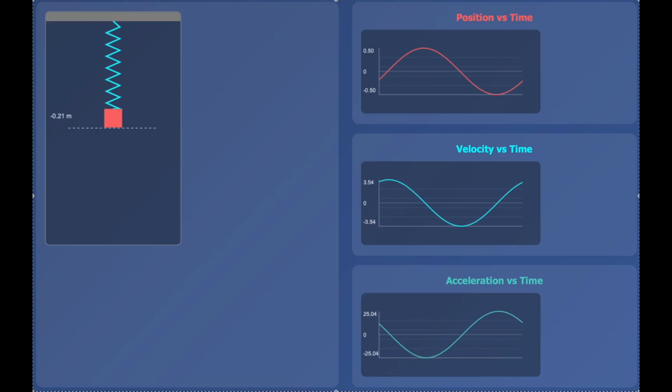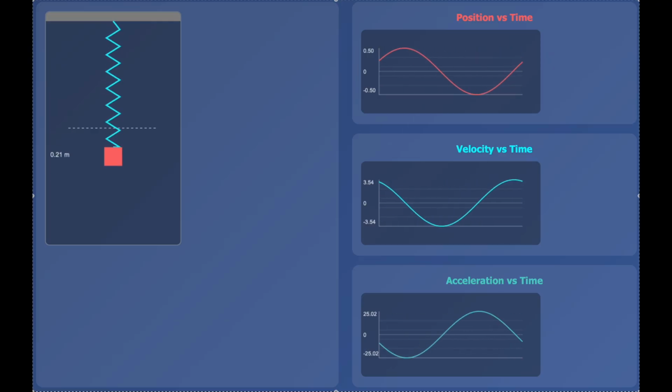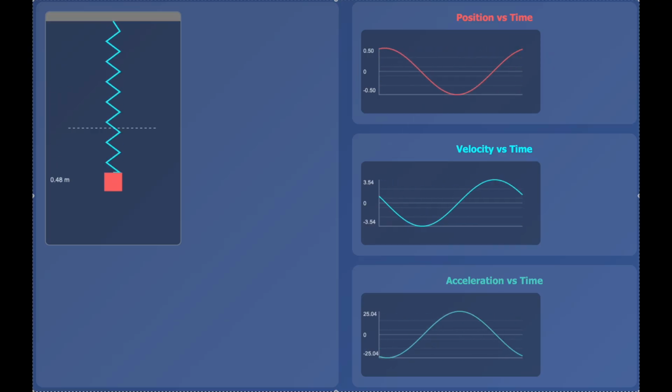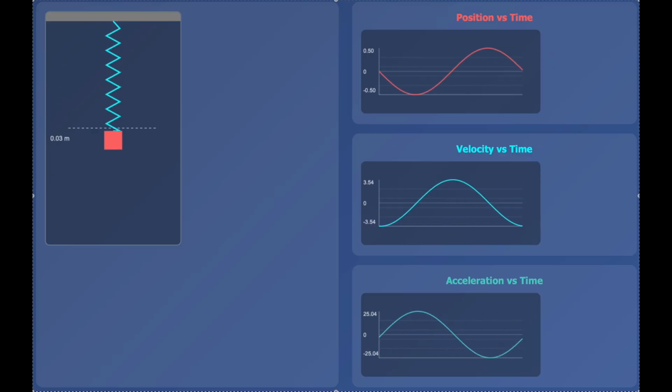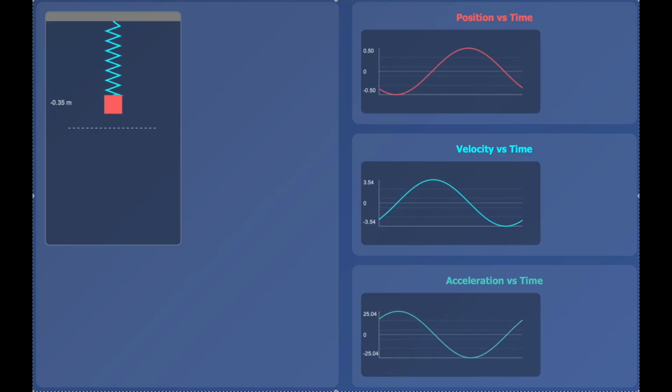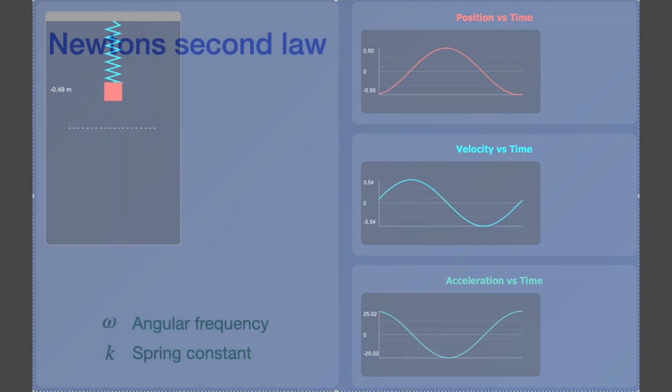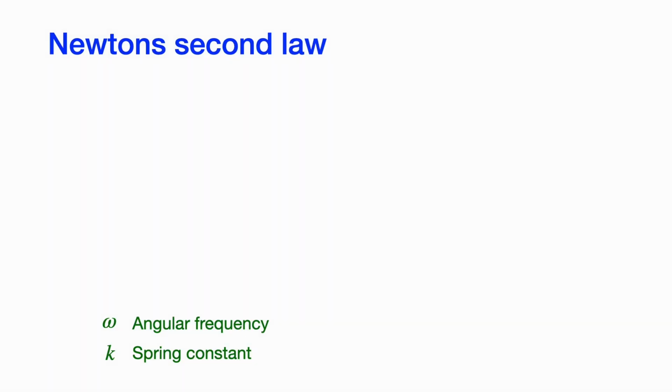These three graphs together capture the essence of simple harmonic motion. Displacement, velocity and acceleration are interdependent, perfectly described by sine and cosine functions. Now let us compare Hooke's law with Newton's second law, F equals ma.